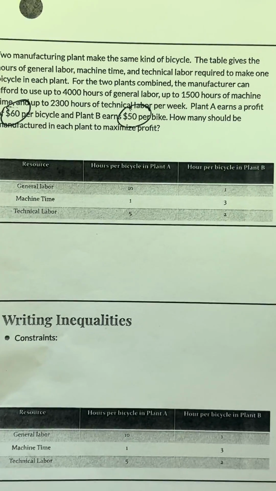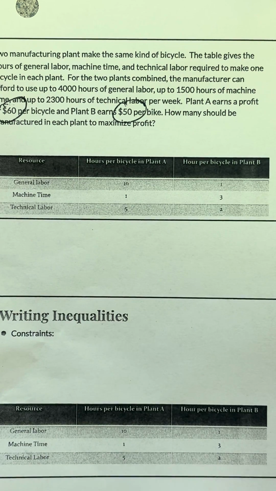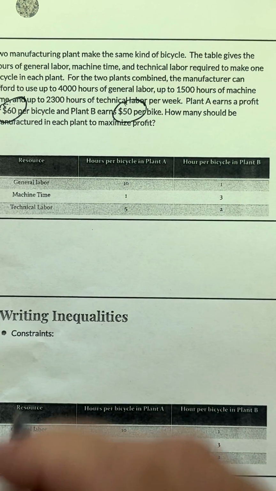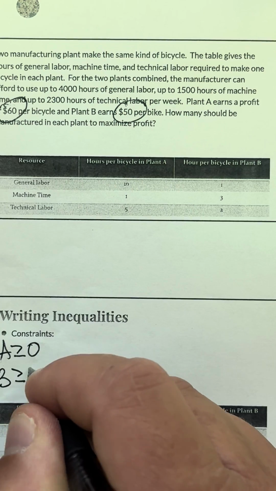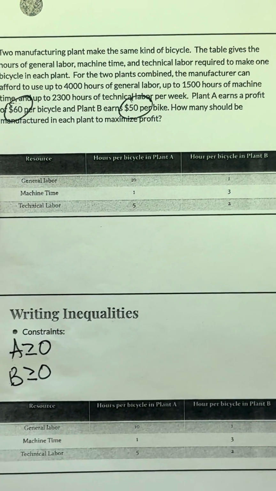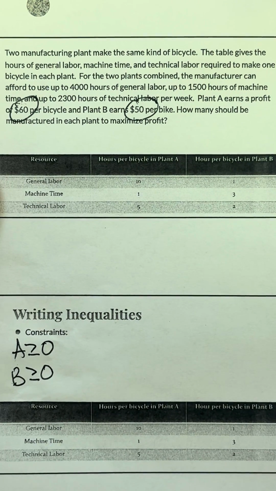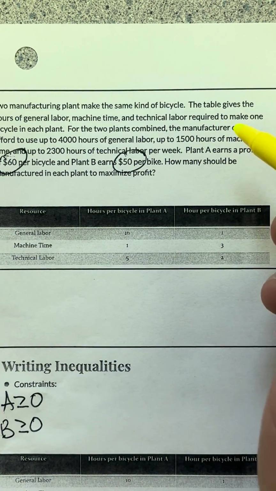Okay, so now here's what we want to do. We want to come up with our constraints. Well, first of all, since we're talking labor or hours, we know in real world problems, everything has to be greater than or equal to 0, right? So our hours in A has to be greater than or equal to 0, B has to be greater than or equal to 0. Now, to come up with our constraints then, we're looking back at our original problem and we're looking for everywhere that says up to, no fewer than, less than, greater than, all of that stuff, okay?